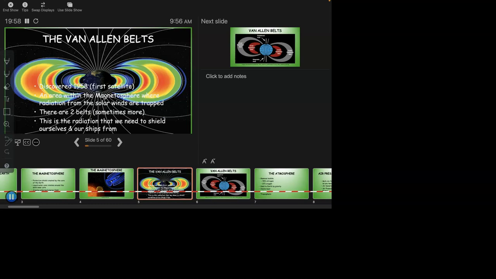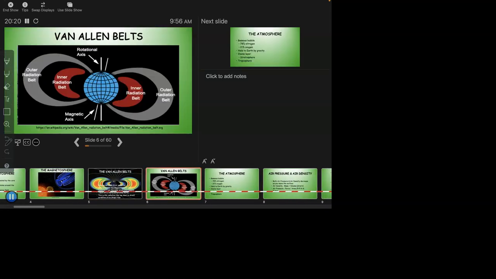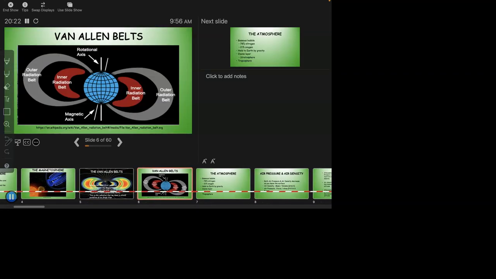And that's fine because we could shield ourselves, we could protect ourselves, build extra stuff into the space stations and whatnot to help us shield from that stuff. So here's another image of the belt, much less colorful. I thought that one was pretty fun.